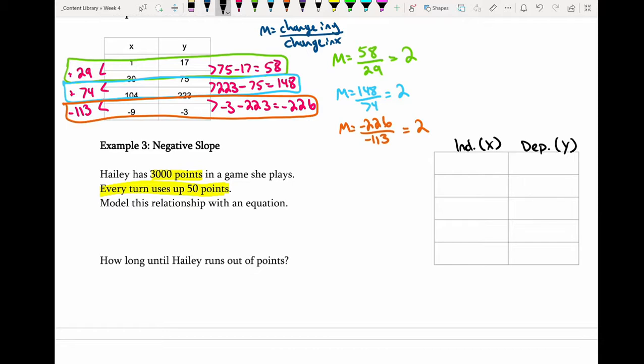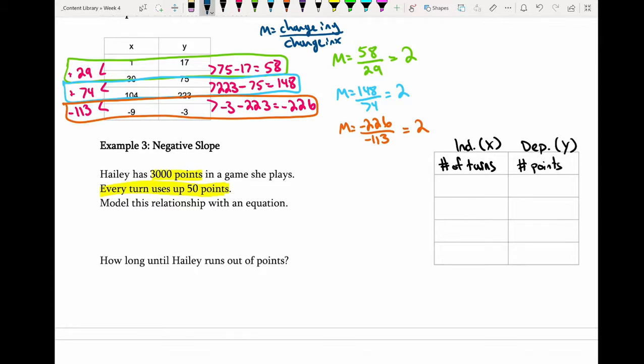And in this case, this is where the dependency statement can come into play. So what depends on the other? The 2 variables that we have are the number of turns and the amount of points. Does the number of turns depend on the number of points, or does the number of points she has depend on the number of turns? What we should find is the number of turns is independent and the number of points is dependent.